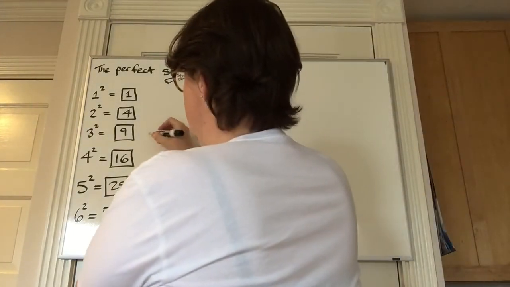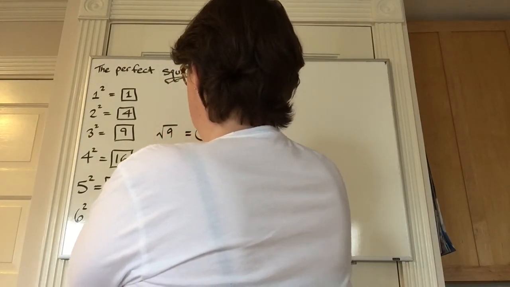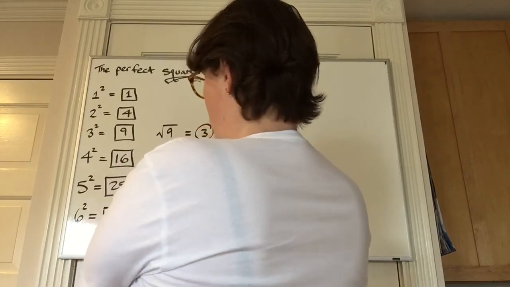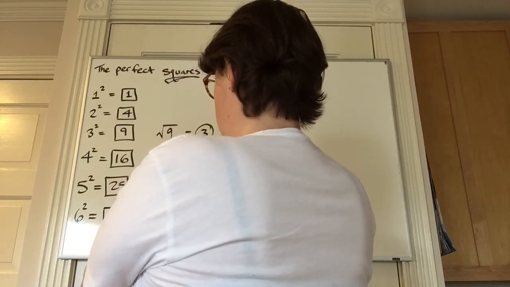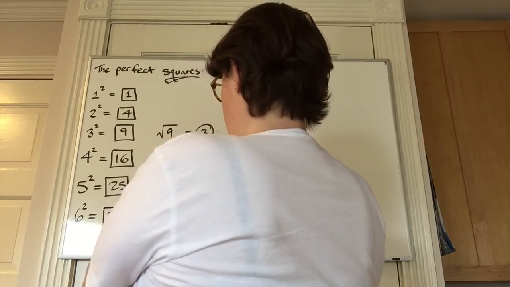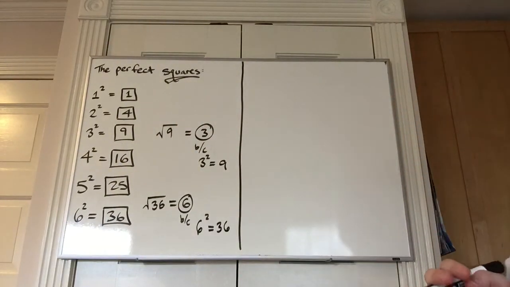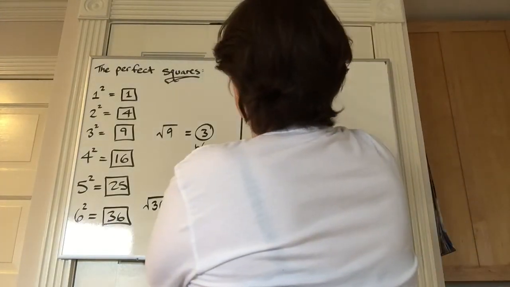So for instance, if I say what is the square root of 9, that's equal to 3 because 3 to the second power is 9. Or if I say, what's the square root of 36? That's 6, because 6 to the second power is 36. So, since we already know about the perfect squares, I wanted to up the game a little bit today and have us talk about the perfect cubes.